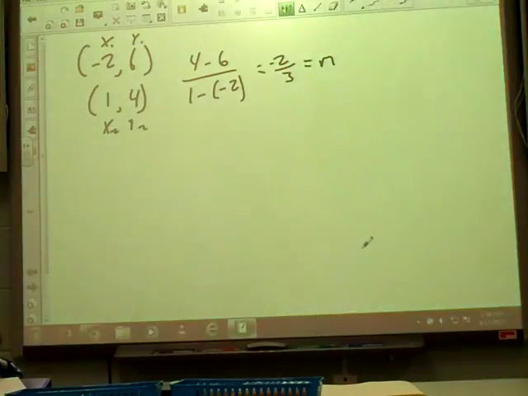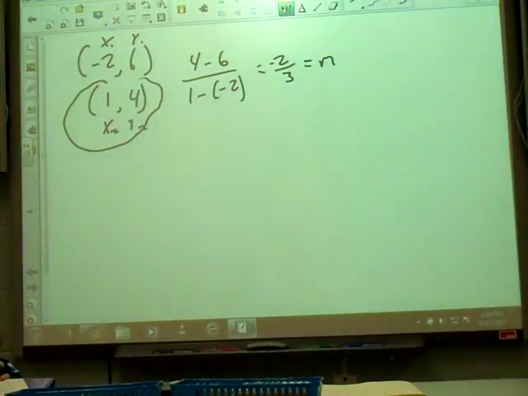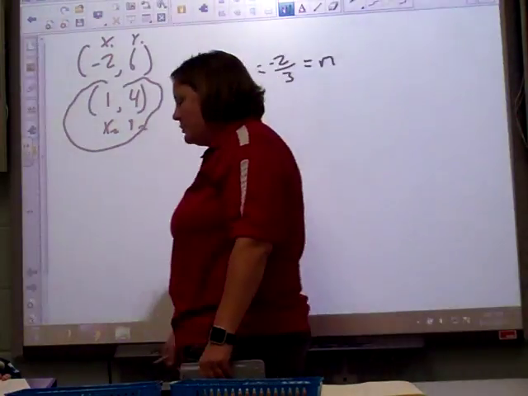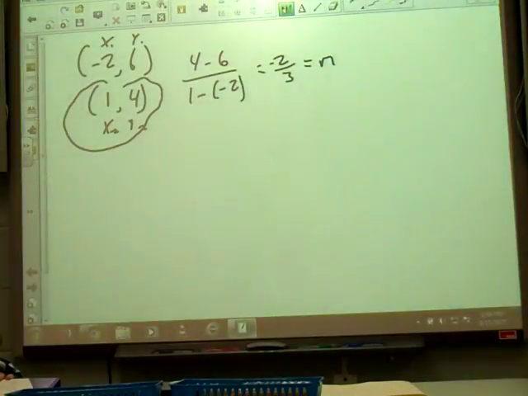All right, Hayden, which point do you want to use? The (-2, 6) or the (1, 4)? Okay, Hayden's using the (1, 4), so I'm going to circle that. All right, Caitlin, do you want me to work this putting it in point-slope form or putting it in slope-intercept form? Slope-intercept, so that's what I'm going to do. And Michael, that's not what you like. I think it was you, but that's okay. We'll still get the same answer.